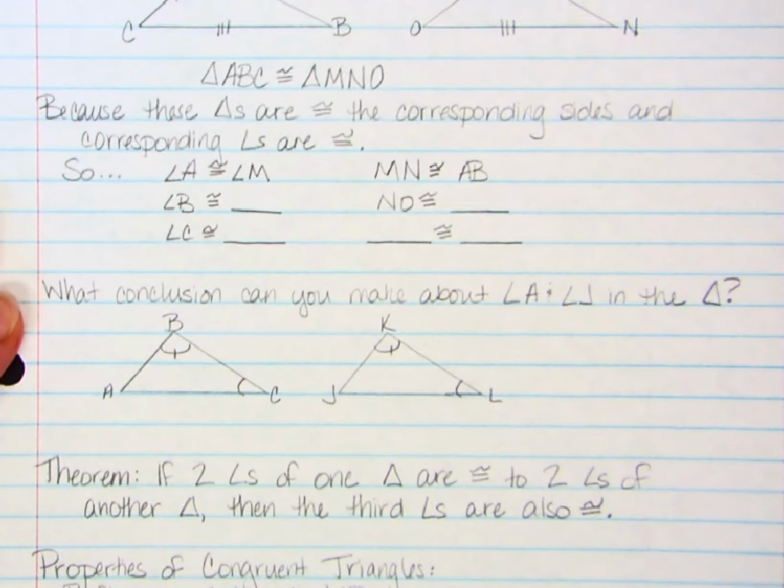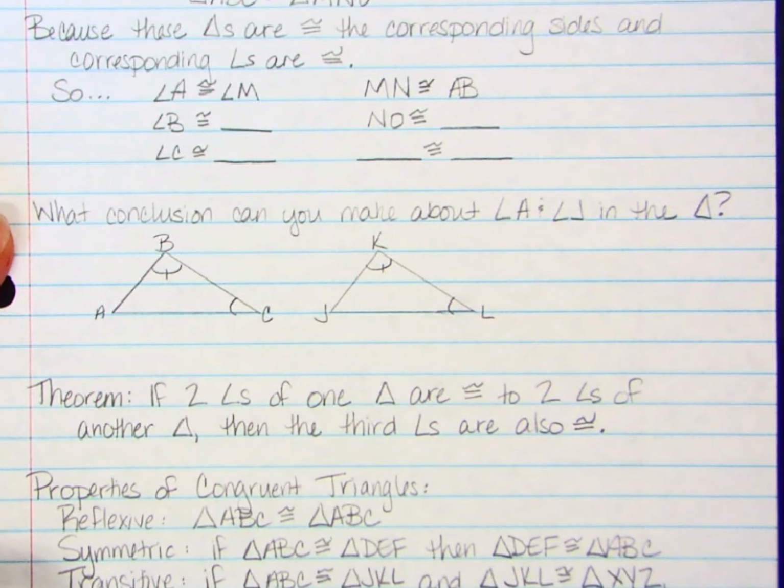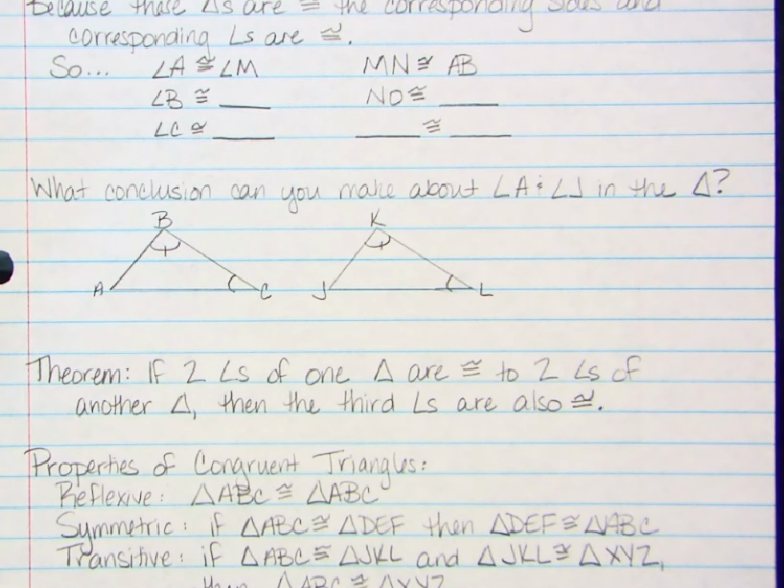All right, the next thing we want to know, what conclusion can we make about angle A and angle J in that triangle? So if we look at those two triangles, angle A and angle J have to be congruent to each other because B is congruent to K and C is congruent to L. So A has to be congruent to J. So it says here in this theorem that if two angles of one triangle are congruent to two angles of another triangle, then the third angles are also congruent to each other. So that's the theorem that we need to make sure we know.